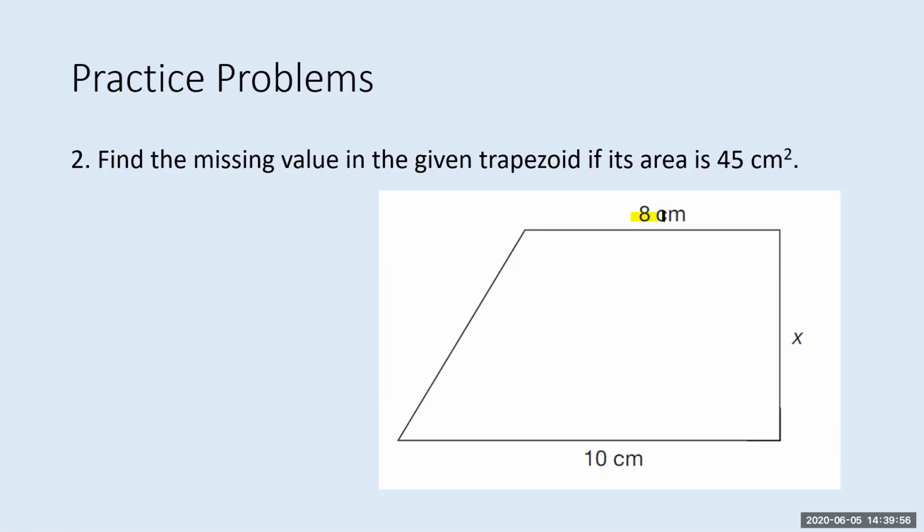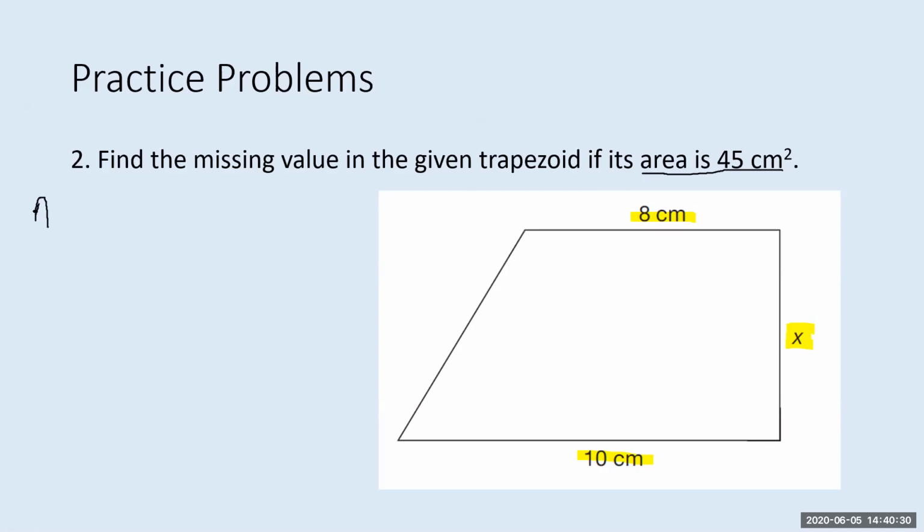So we know the measurement of the top and the bottom here. And then we've got this missing value. So X is standing in for this missing value. X is the missing value. So what I'm going to do is start by thinking about the information they gave me. Area is 45 square centimeters. Well, we're talking about area of a trapezoid.